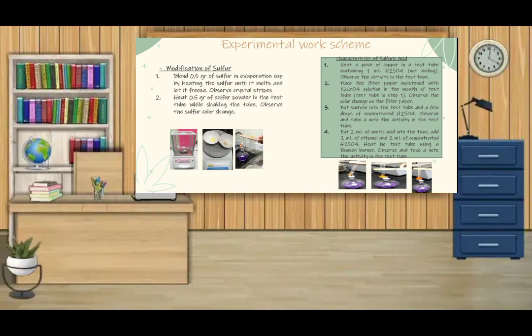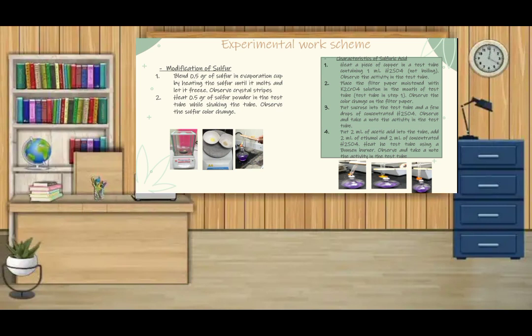Characteristic of sulfuric acid: add a pinch of copper to a test tube containing 1 ml of H2SO4, not boiling. Observe the activity in the test tube. Place the filter paper moistened with K2CrO4 solution in the mouth of the test tube from step 1. Observe the color change on the filter paper.